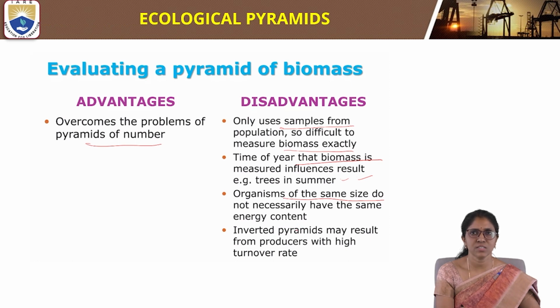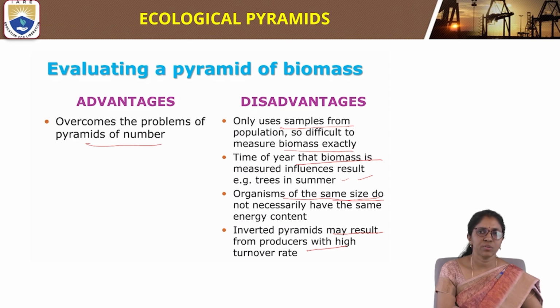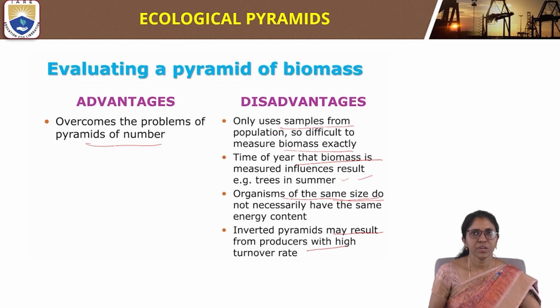Another disadvantage is that living organisms of the same size do not necessarily have the same energy content. Inverted pyramids may result from producers with a high turnover rate. So these are the advantages and disadvantages of the pyramid of biomass.